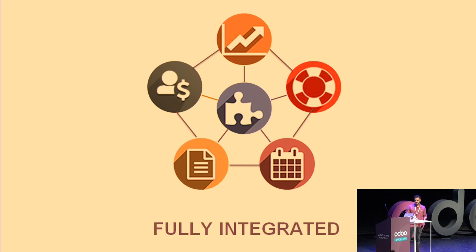In this drawing, we can see that if I carry out any action in the expense application, there will be an impact in the project application. If I create a sale order in the sales application, I will have an impact in the project application and in the invoice app, and so on. So all the data are connected.